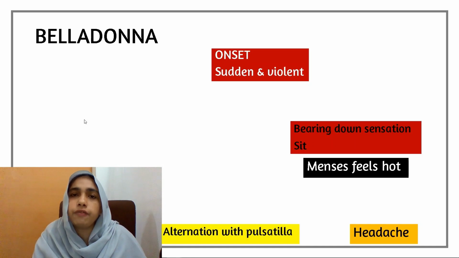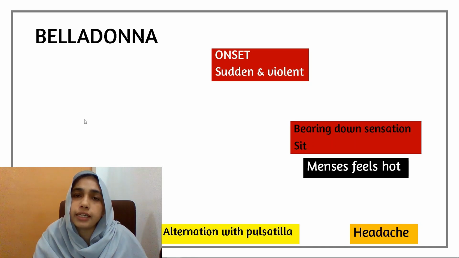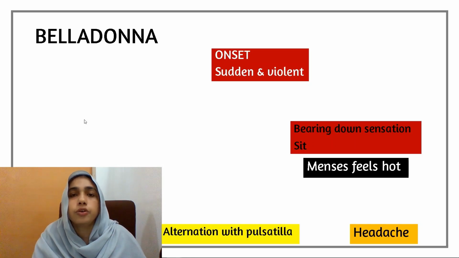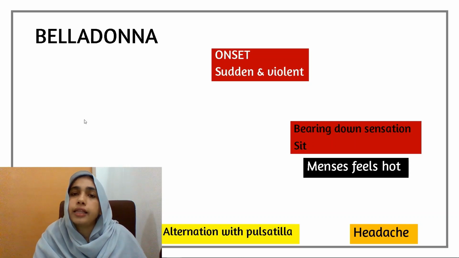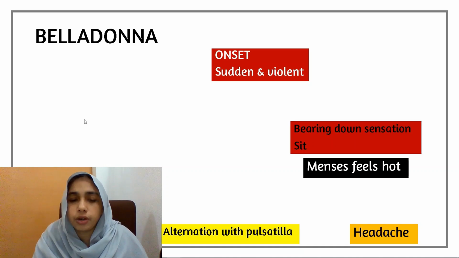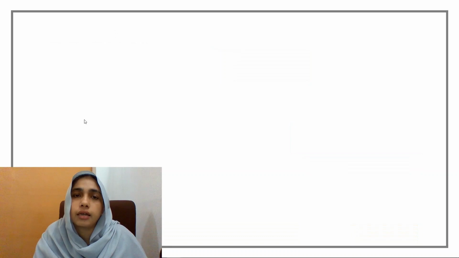Now you can give Belladonna in alternation with Pulsatilla for dysmenorrhea. So remember the acute and violent onset of pain in Belladonna. They want to sit down, they're not lying down. The menses will feel hot to the patient. There is again headache in Belladonna. And you can give Belladonna in alternation with Pulsatilla.